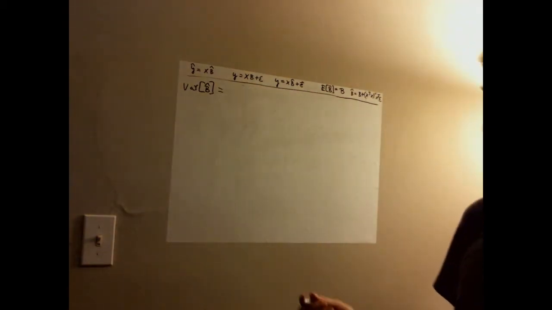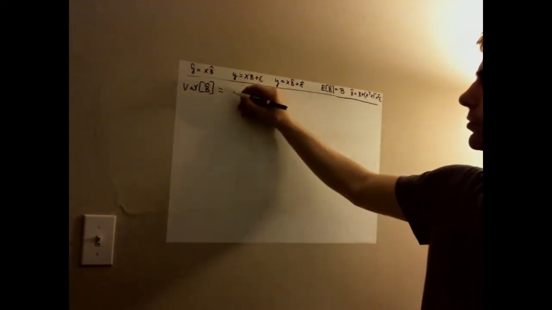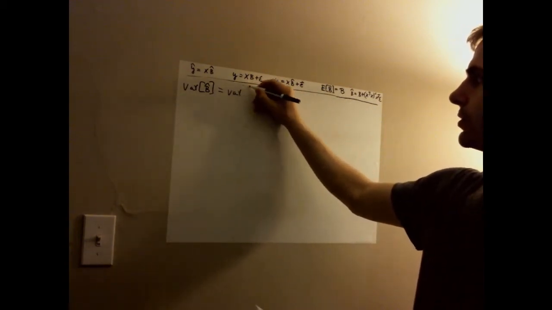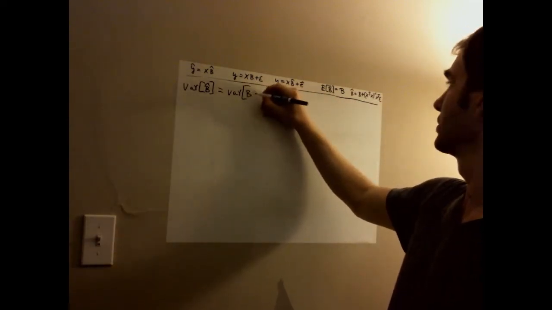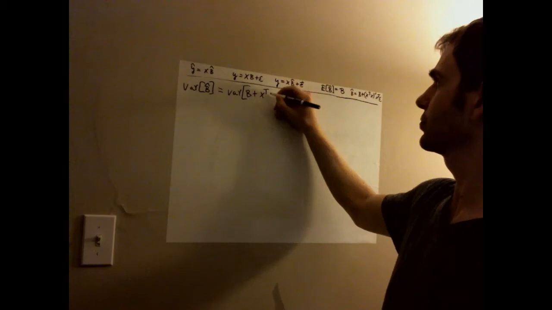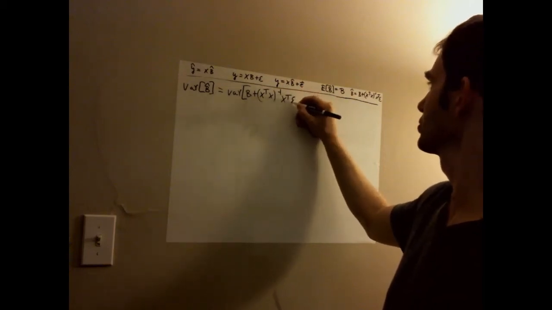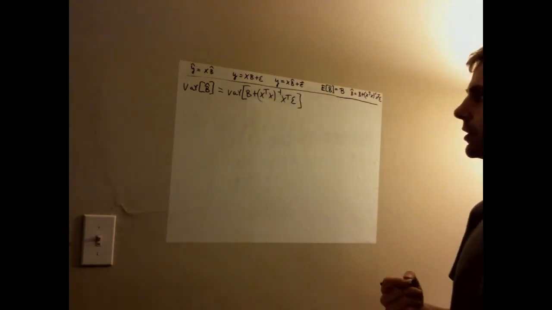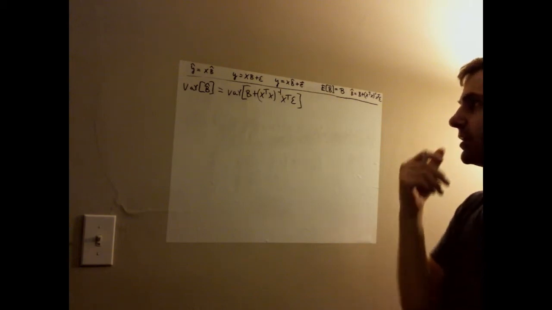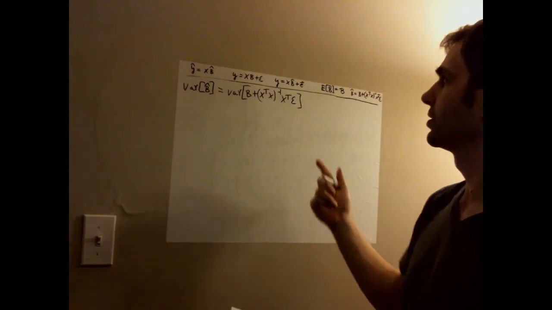Okay, so the variance of beta hat is equal to the variance of this quantity that we just wrote. So it is equal to the variance of beta plus (X transpose X) inverse X transpose eta. Now, variances of a quantity in matrix form will come into play.